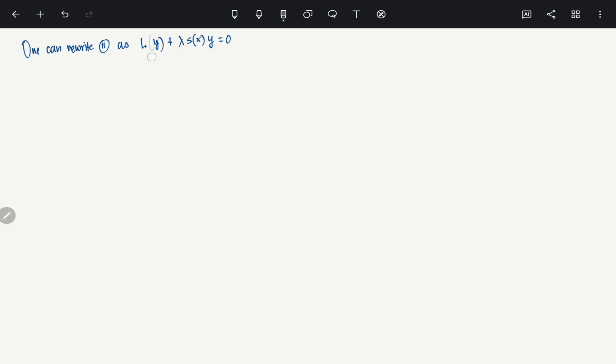If you want, you can write it this way. In many books they actually write it like this: L of y. Okay, just to make it a little different. So basically you mean that L is an operator essentially, yes. Okay, so we write it like this.